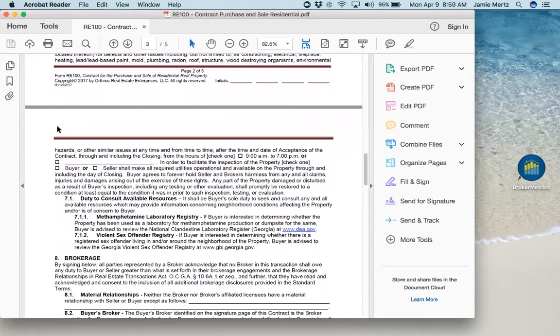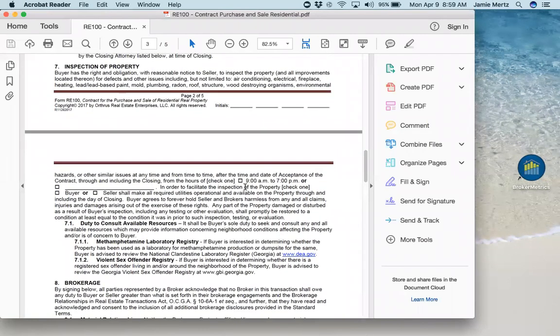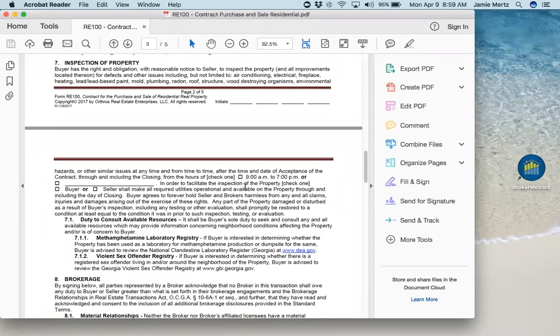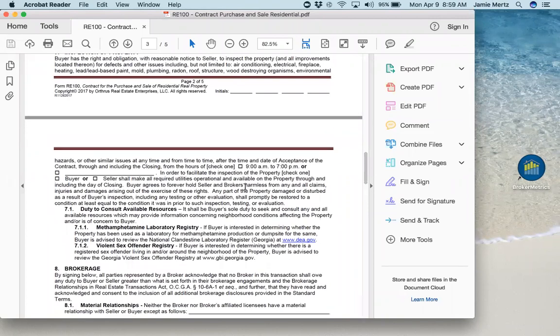Normally, you're going to check the box from 9 a.m. to 7 p.m. Very rarely do you fill in the other one. So please, in paragraph 7, make sure you check that box, 9 a.m. to 7 p.m., which gives your buyer the right to access the property within reasonable notice to the seller to complete those inspections.